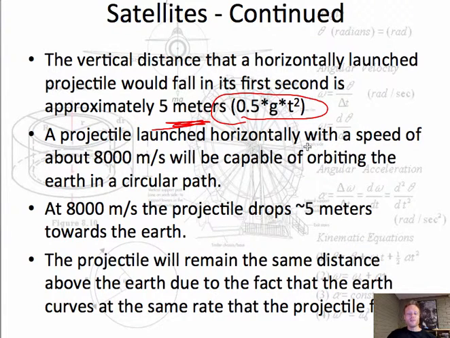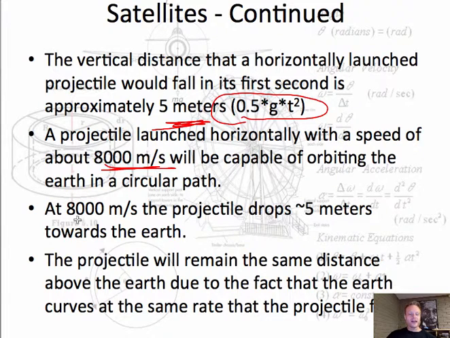So if you launch a projectile with a speed of about 8,000 meters per second, and just to give you a number you can relate to a little better, that's about 18,000 miles per hour, give or take a little bit, it would be capable of orbiting the Earth in a circular path, not taking into account air resistance. So if there was no air resistance or drag from air, and you could throw a ball at 18,000 miles per hour, you could put that baseball into orbit around the Earth. Kind of cool to think about.